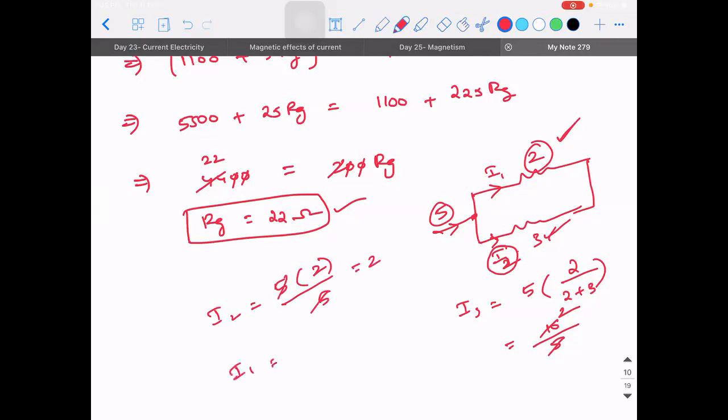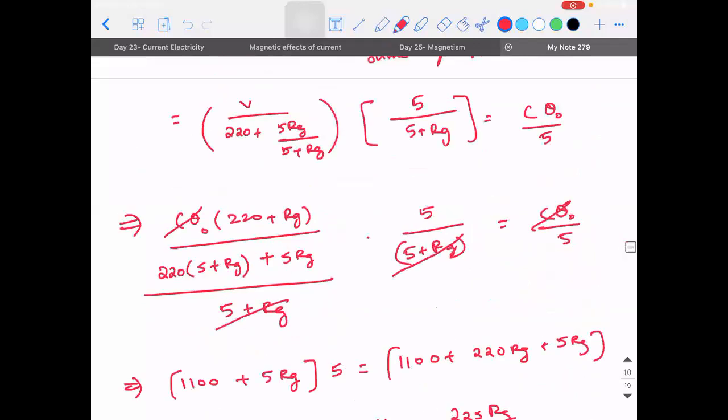Similarly, what will be the value of I1 using the same logic? Tell me. Total current into 3 by 2 plus 3. So 2 plus 3 is how much? Is it not 5? Yes, sir. Using the same logic only, I did it.